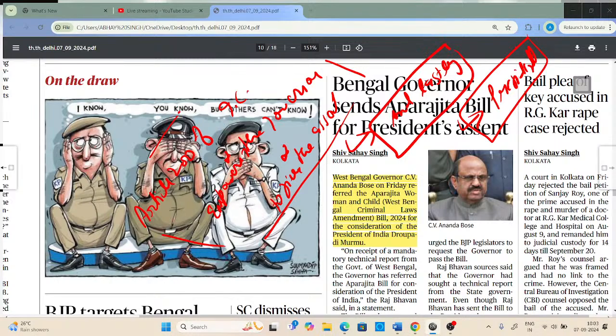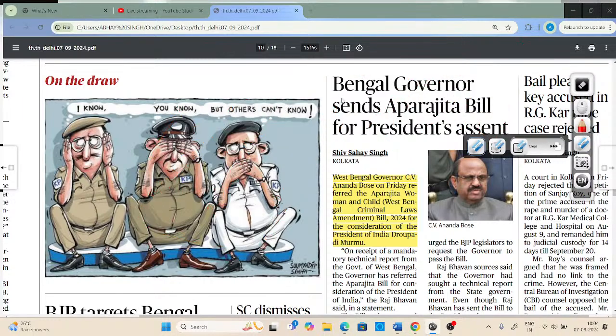Now this particular bill, the Aparajita Women and Child West Bengal Criminal Laws Amendment Bill 2024, has been passed by the West Bengal Legislative Assembly. Now this particular bill has been transferred to the President of India for her consideration. And this has been done by the Governor of West Bengal, Mr. C.V. Ananda Bose. The Constitution allows him to do this particular thing.